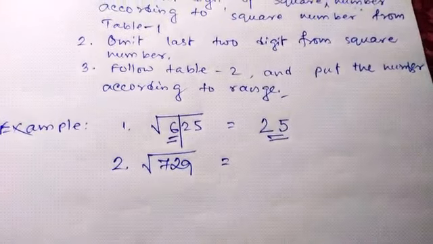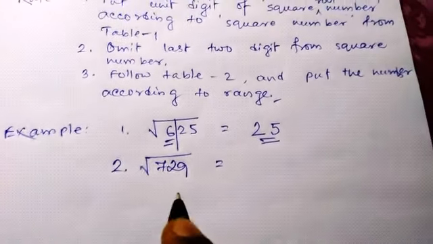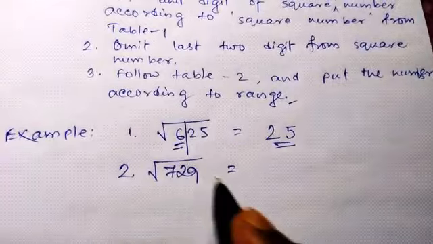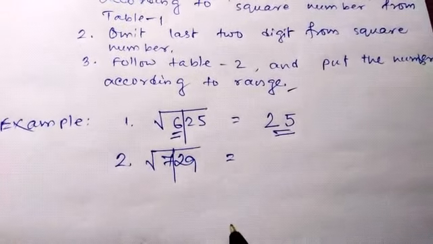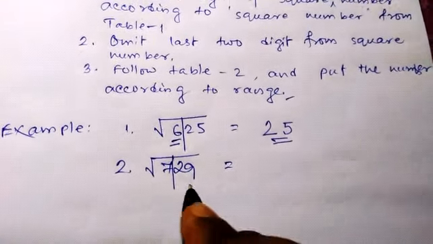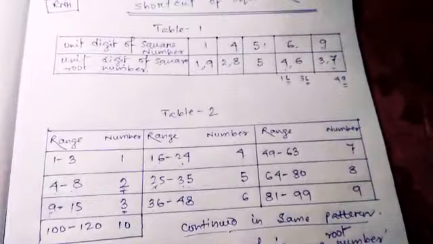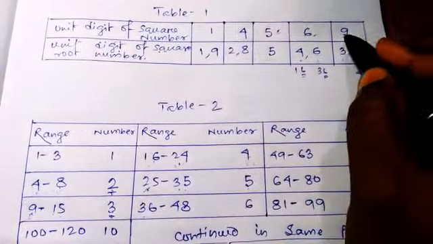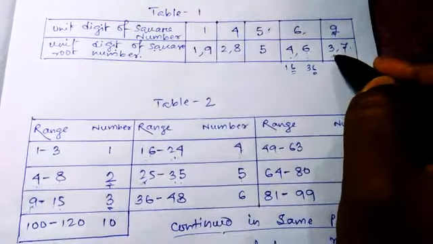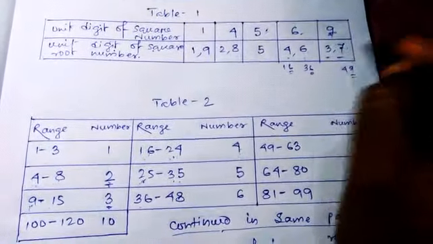Then next example, 729. First I divided this in this way and the unit number is 9. So from table number 1, if the unit is 9 here, it may be either 3 or 7.